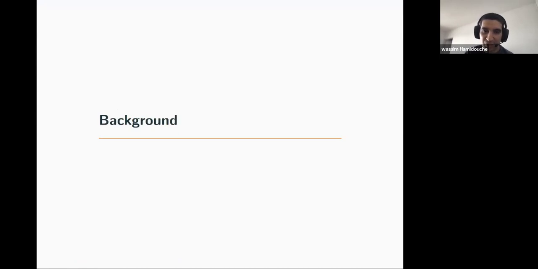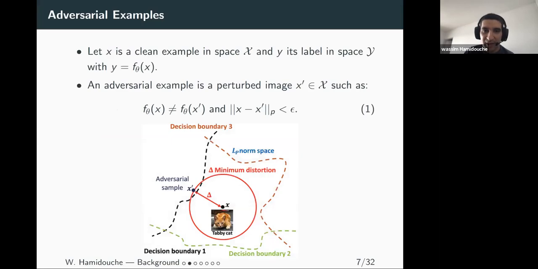I added it to just give some formal definitions of what an adversarial example is and how we can generate attacks in deep neural networks. So first, what is an adversarial example? Let X be a clean example in space X, and Y its label. Here Y is equal to f theta of X, where f theta is the parametric function of the deep neural network. So we give the deep neural network an image X, and it gives us a label Y. X is the clean image, and Y is the right class.